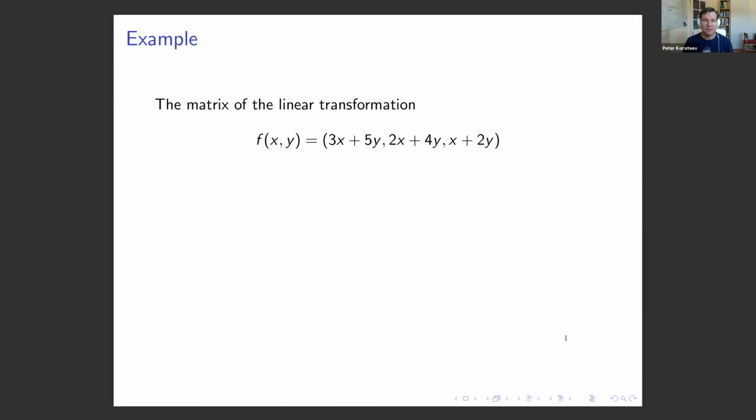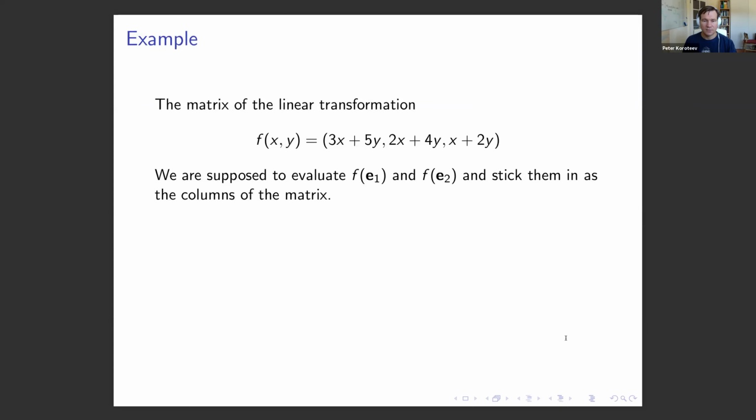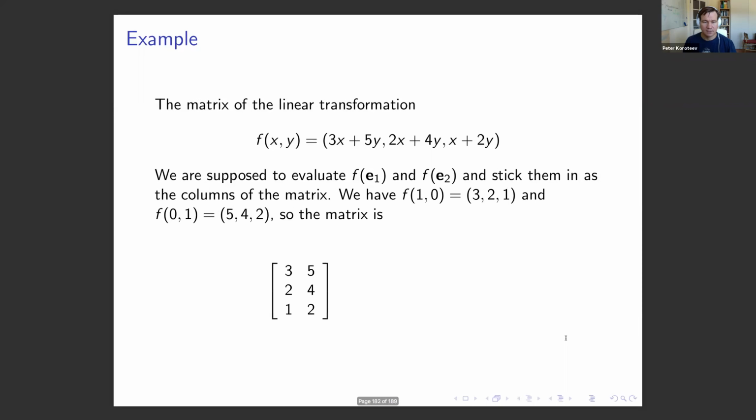Let's do an example. Find the matrix of the linear transformation F of x, y equal to 3x plus 5y, 2x plus 4y, x plus 2y. So we need to evaluate F of e1 and F of e2 and stick them into the matrix as columns. We just plug in F of 1, 0. Just look at the formula. It gives 3, 2, 1. And F of 0, 1 is equal to 5, 4, 2. So we get the matrix. This is the matrix of the linear transformation: 3, 2, 1, 5, 4, 2, acting on x is equal to this. So see, it's very simple.